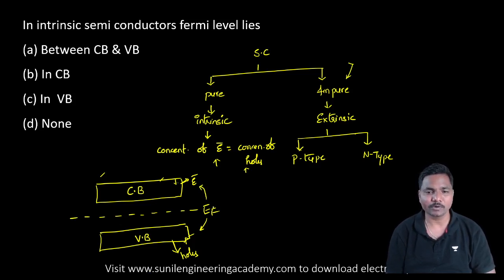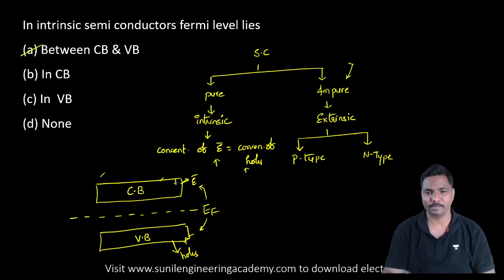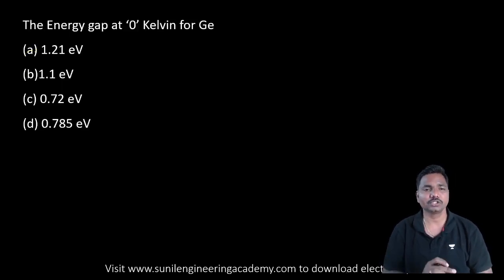All of you getting the idea about the Fermi level? Okay. So the Fermi level will be attracted wherever there is a larger number. So in intrinsic, both are the same. Both are the same means it is in between CB and VB. Okay. Coming to the next question.